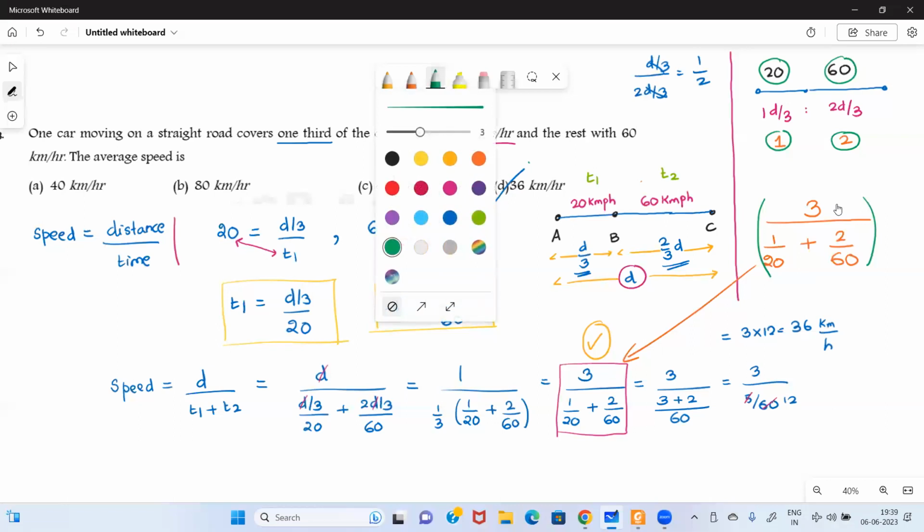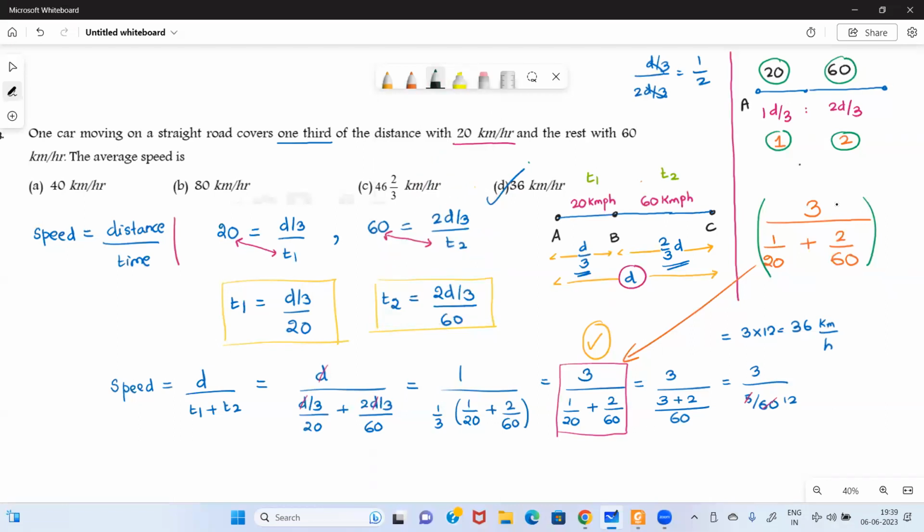The car is moving from A to B and then from B to C. 1/3 of the distance it is covering with a speed of 20 km per hour, and the remaining 2/3 it covers with 60 km per hour. So can you tell me what is the ratio of the distances? Isn't it 1:2? Is that part clear? Yes, sir. So in the numerator of your answer, what you need to do is just add these ratios. So what is 1 plus 2? 3. Yes, that's what we write in the numerator.